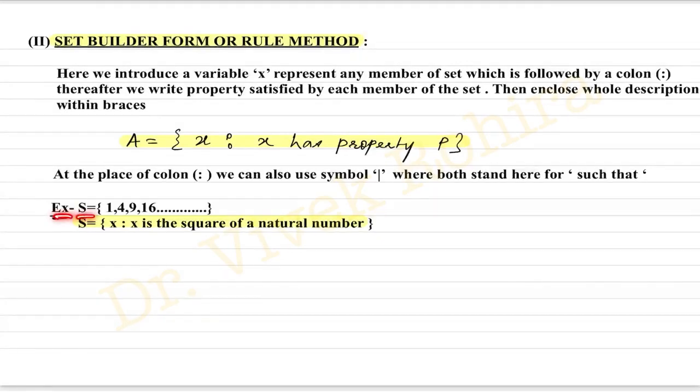Example, S is equal to 1, 4, 9, 16 and so on. Then S will be equal to {x : x is the square of a natural number}, because these are squares of natural numbers. 1 square is 1, 2 square is 4, 3 square is 9, 4 square is 16, and so on. So this is the set builder form.